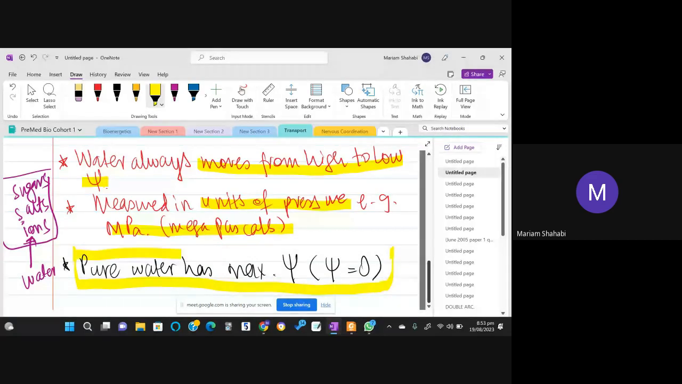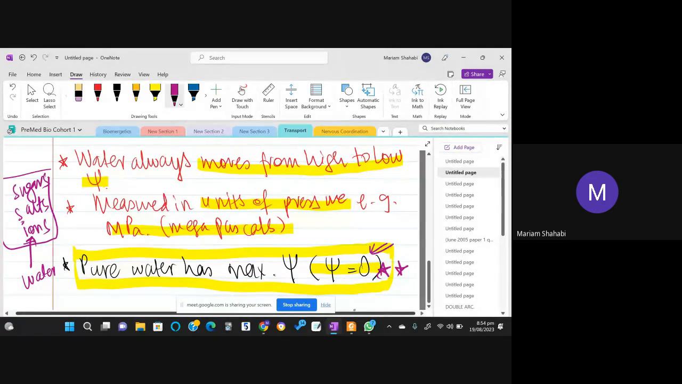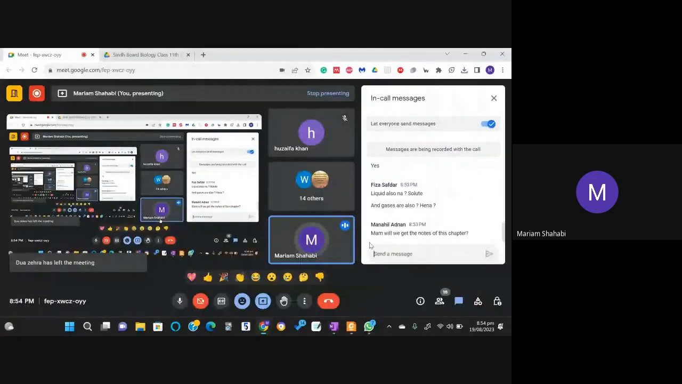ये तो समझ आ रहा है कि pure water has maximum water potential क्योंकि obviously these are free water molecules. There is nothing to limit its freedom. But the thing is कि ये maximum water potential की value 0 है. This is what is important. Maximum water potential is given a value of 0. Any questions in understanding this so far?